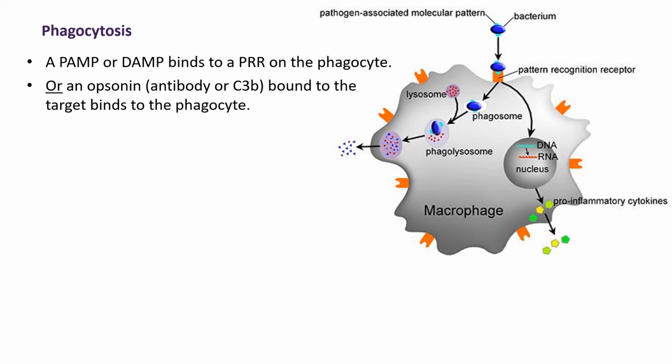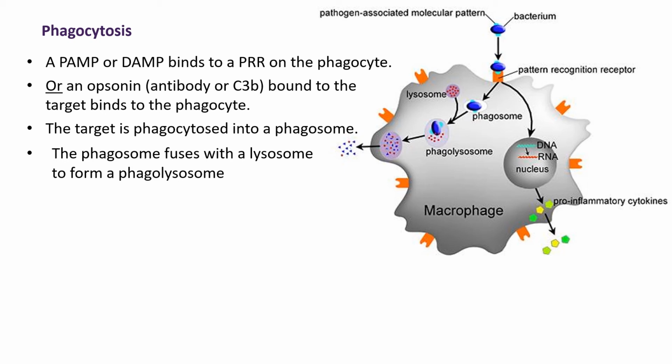Or, remember, we talked about opsonization. We talked about opsonins, which could be antibodies or could be C3b, one of our complement proteins, binds to the target and then binds to the phagocyte. In the case of complement, it binds to complement receptors. In the case of antibodies, it binds to Fc receptors on the phagocyte. The target is then phagocytosed into a phagosome, a type of vesicle.